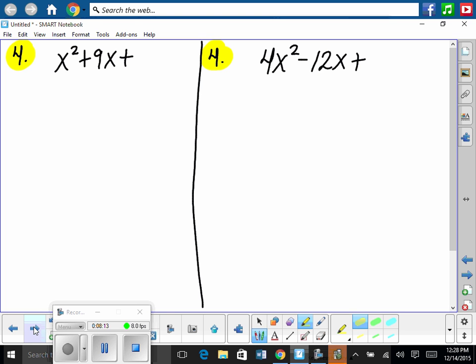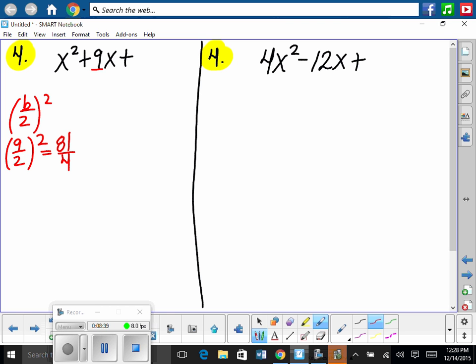On number 4, it says complete the square. What you do when you complete the square is you take your b value and divide it by 2, squared. Our b value in this one is 9, so we take 9 divided by 2 squared. That's a decimal, so let's change it back to a fraction. 9 divided by 2 squared is 81/4. So that's the square that we're inserting into our equation.